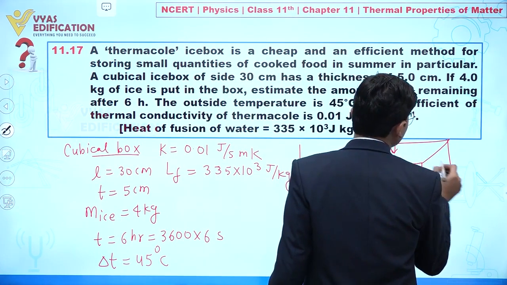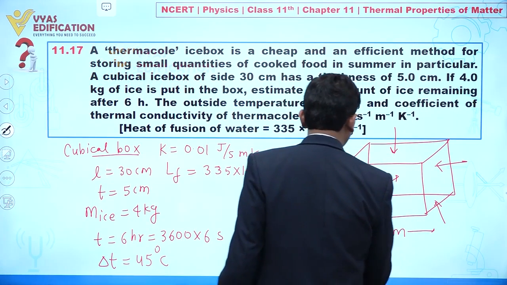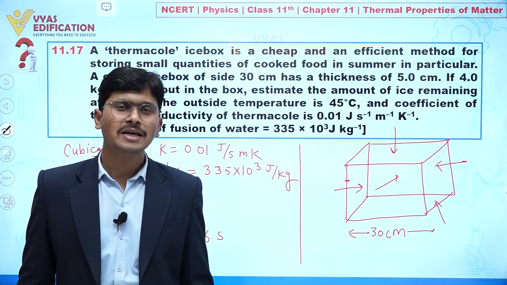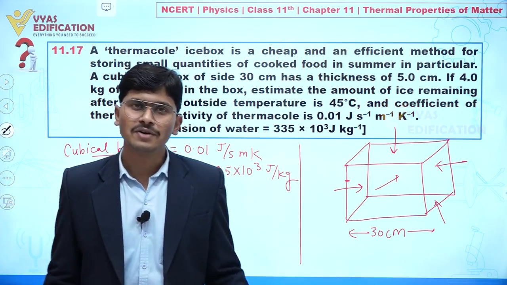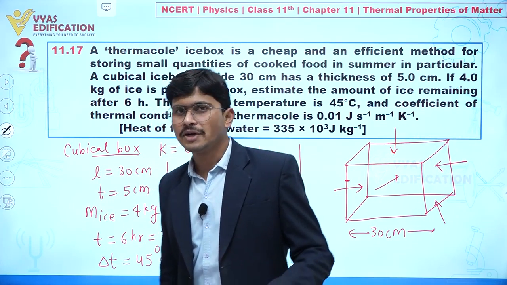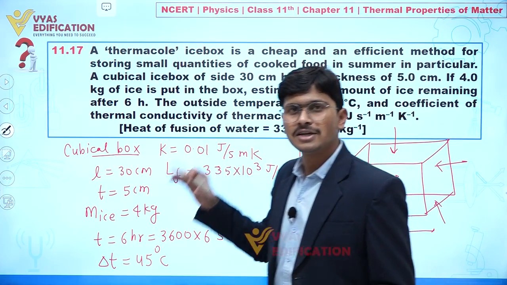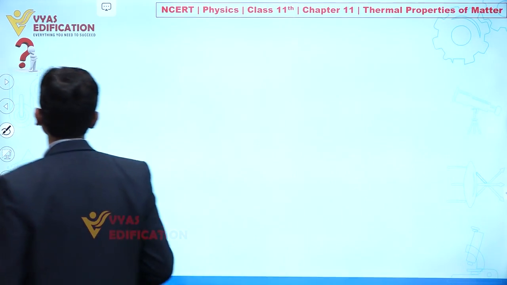Now you can say definitely heat will enter from each side of this cube, yes or no? Because ice is placed inside this cube, and ice is at temperature 0 degree Celsius. Outside temperature is given 45 degree Celsius. It means definitely we have a temperature difference. So some heat will enter from outside into this box. So from here we can write like this.